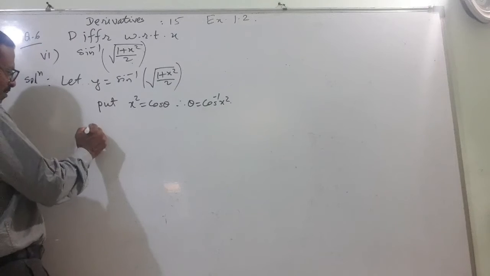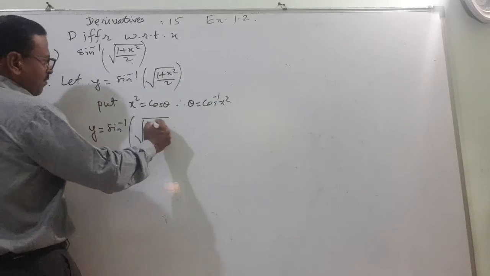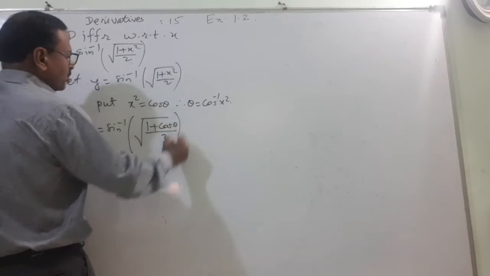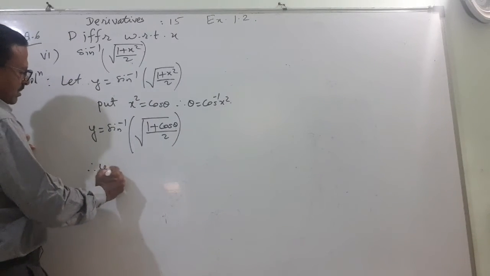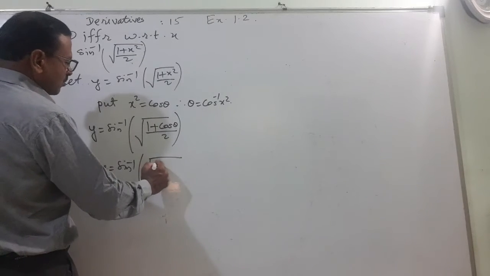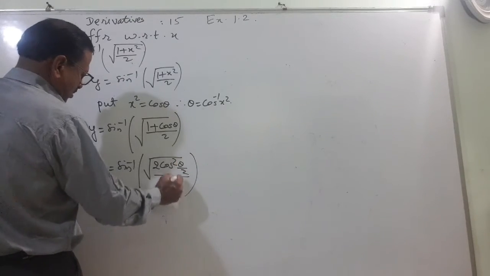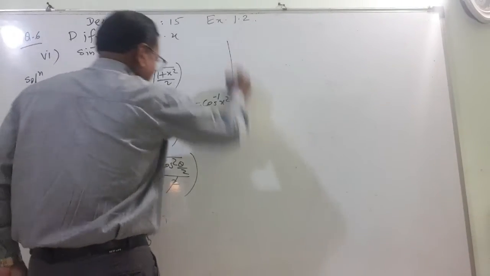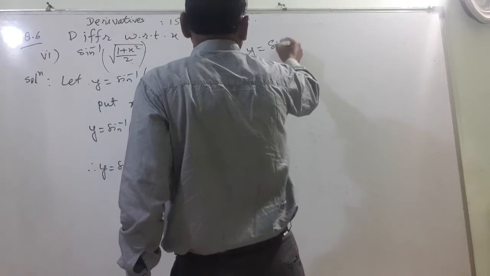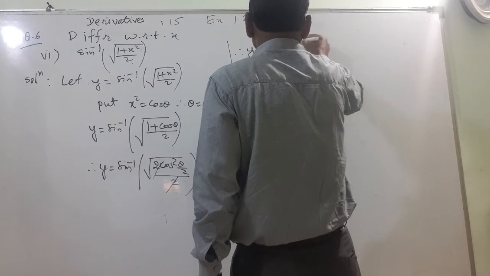Now y will be y is equal to sine inverse of root of 1 plus x square, meaning cos theta, so cos theta, and this is upon 2. Therefore y is equal to sine inverse of root of (1 plus cos theta is equal to 2 cos square theta by 2) upon 2. These 2 cut, and therefore y is equal to sine inverse of cos square, its under root is cos theta by 2.